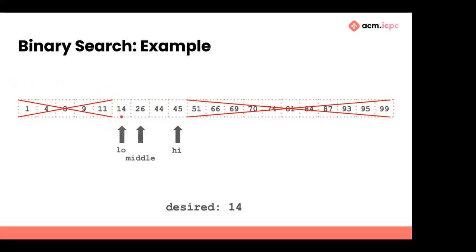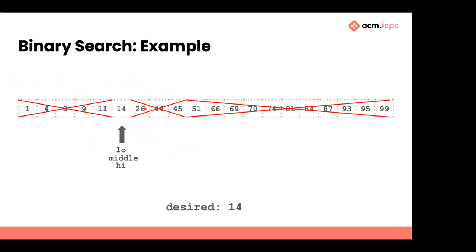We now constrain ourselves to these 4 elements, and then we calculate the middle. Now you know that even sized lists have 2 middles, but we're just going to look at the first middle from the left, which is the smaller middle in terms of index. So we look at 26, and we see that 26 is in fact greater than 14. So just like before, we can ignore the right half. So we ignore 26, 44, and 45.